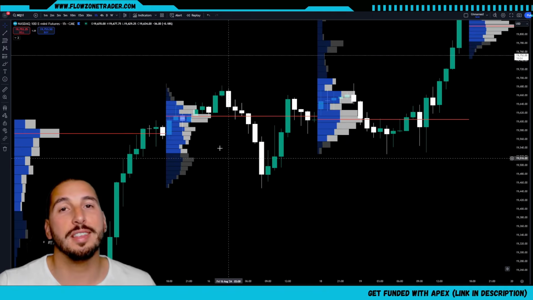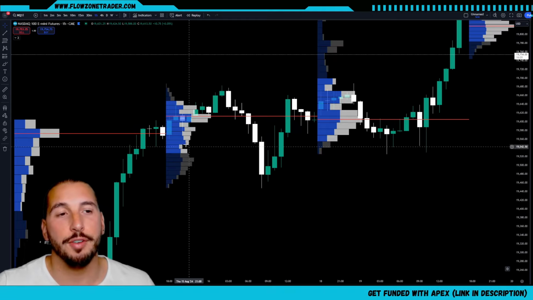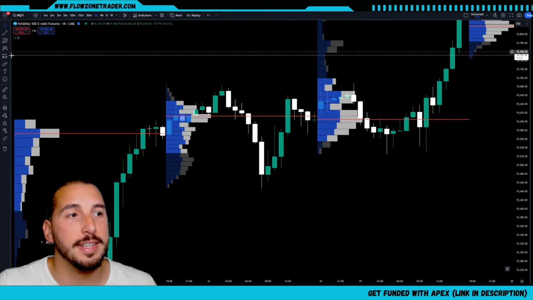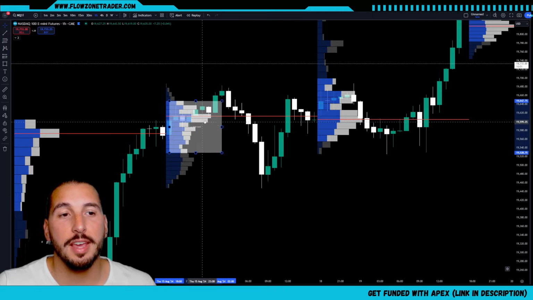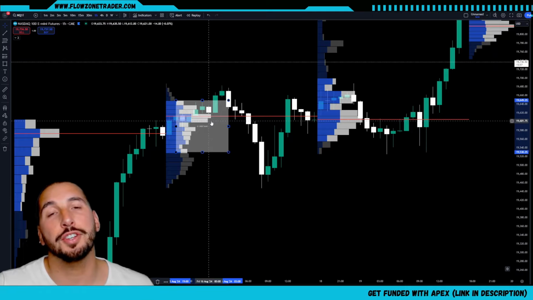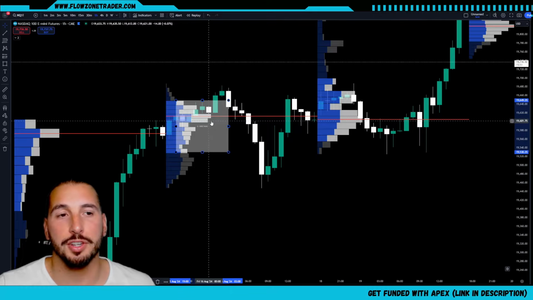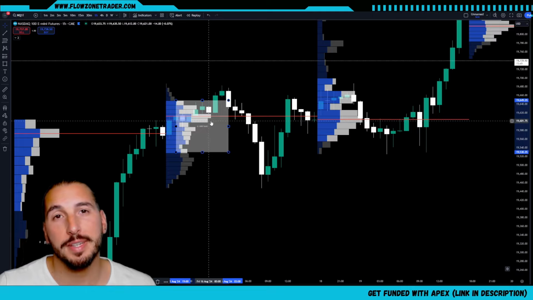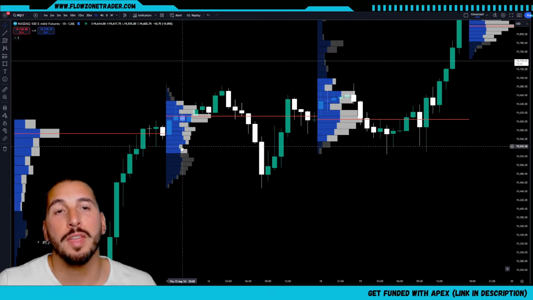You will notice that the indicator has a highlighted area and a shaded area. The area that is highlighted right here, you will see it's brighter than outside of it. This is known as your value area. This represents 70% of the price action. So where 70% of buyers and sellers participated is known as the value area.